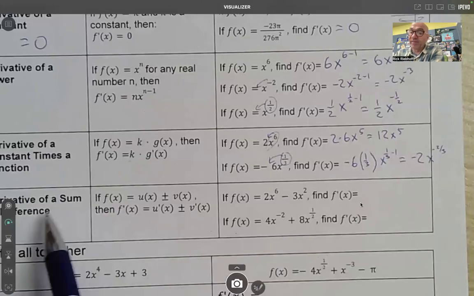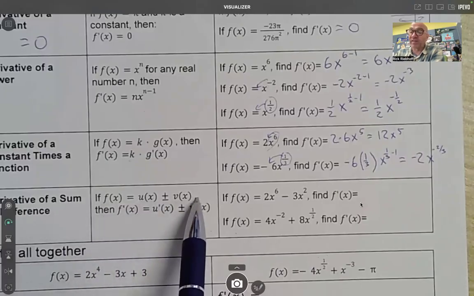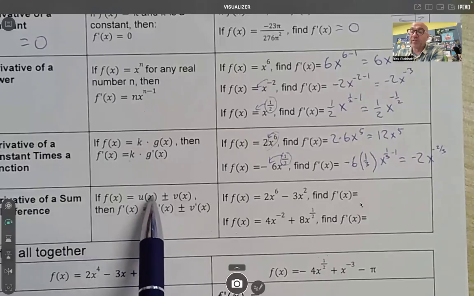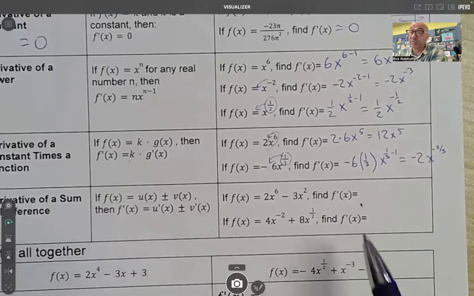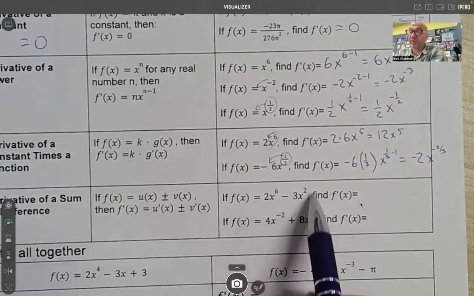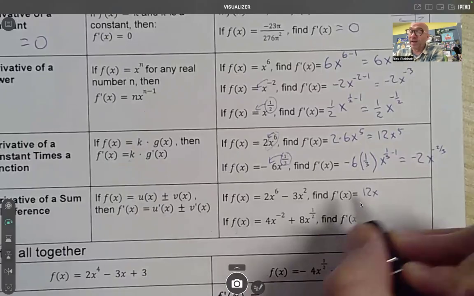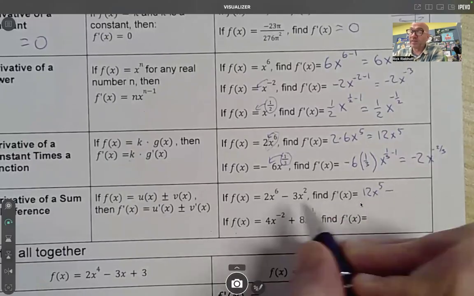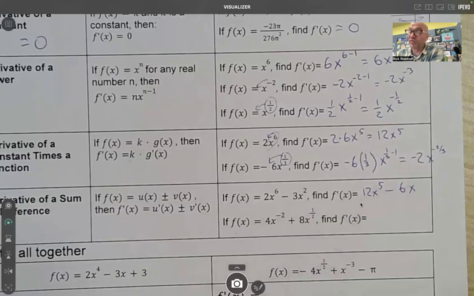All right. Derivative of a sum or difference. So if f of x is u of x plus or minus v of x, then f prime of x is just the derivative of the first plus or minus the derivative of the second. This just means if I have this situation, I can find the derivative of this minus the derivative of this, and I'm done. So let's do it. 6 times 2 is 12, x to the 5th, minus 2 times 3 is 6, x to the 2 minus 1, which is the first. I can leave it like that. You could put a 1 there if you really want to.